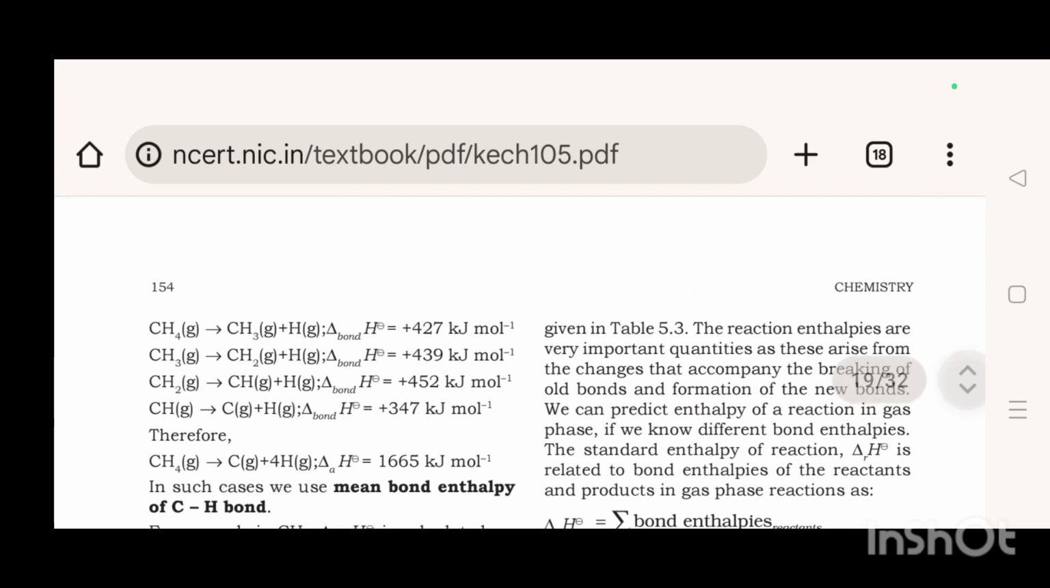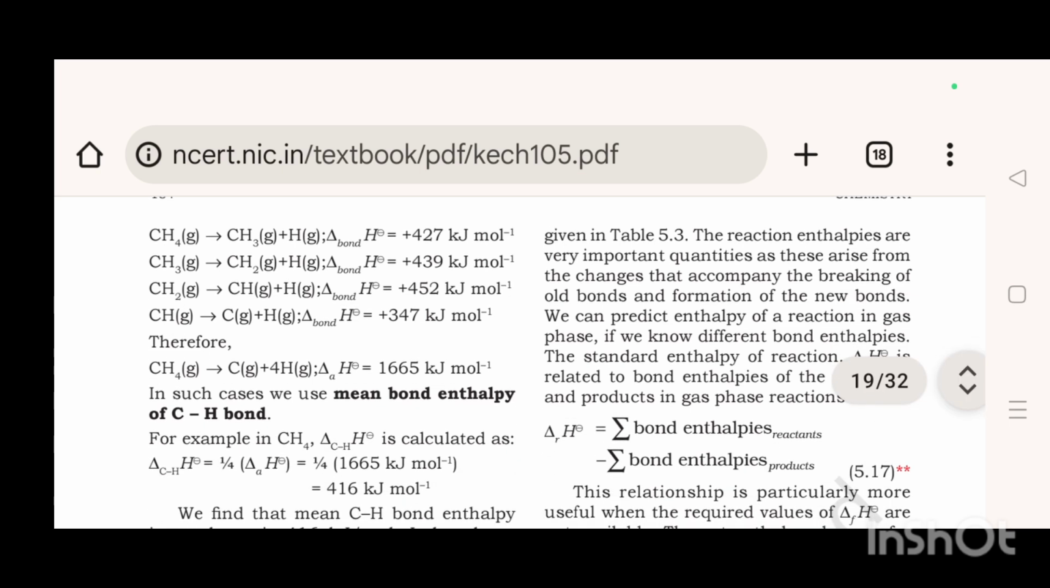CH4 gives CH3 plus H, and for this the bond enthalpy is plus 427 kilojoule mole inverse. CH3 gives CH2 plus H, with bond enthalpy 439 kilojoule mole inverse. CH2 gives CH plus H, with bond enthalpy 452, and CH gives C plus H, with bond enthalpy 347. And therefore CH4 gives C plus 4H. Bond enthalpy is 1665 kilojoule mole inverse.